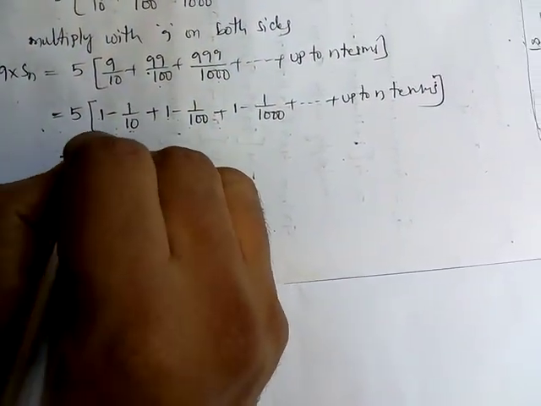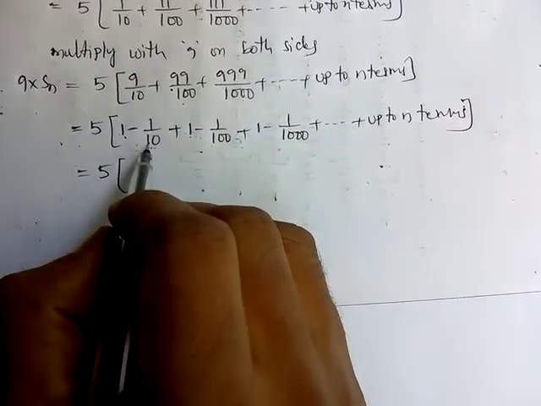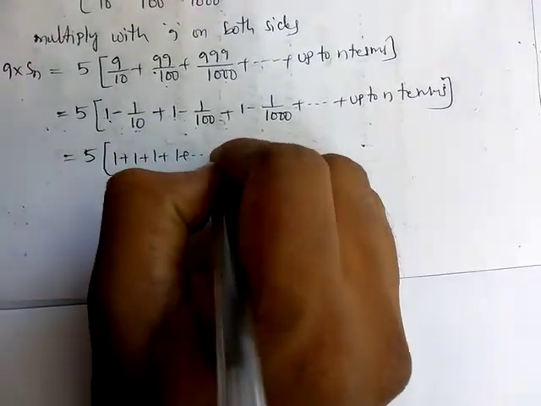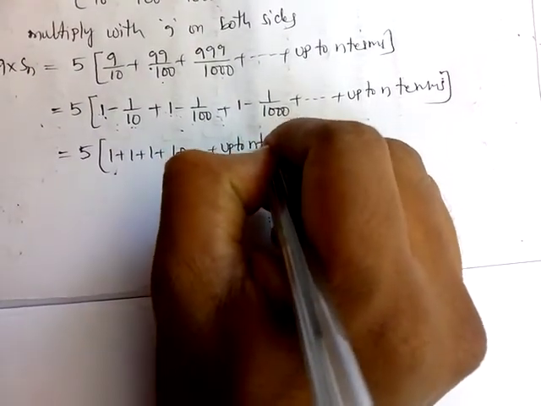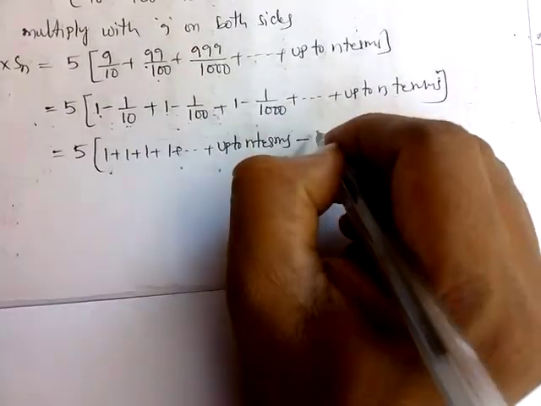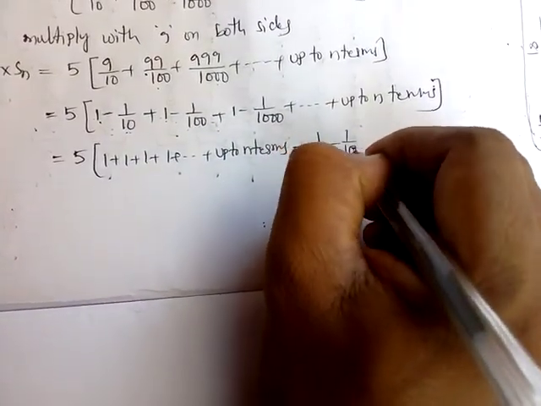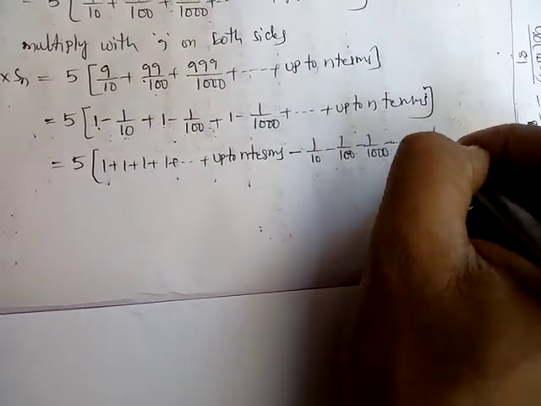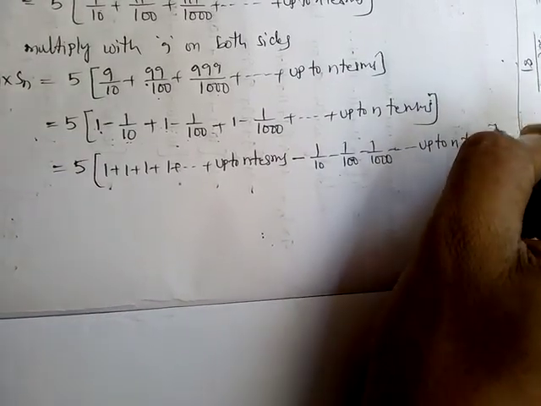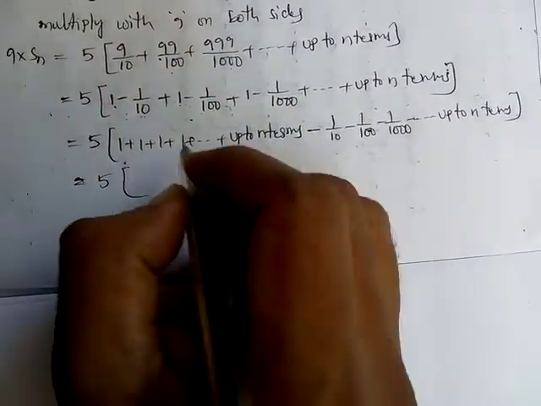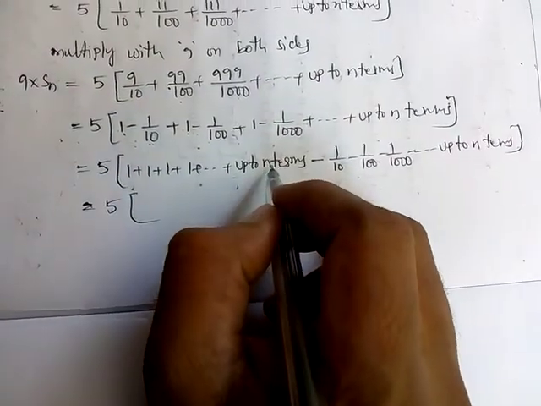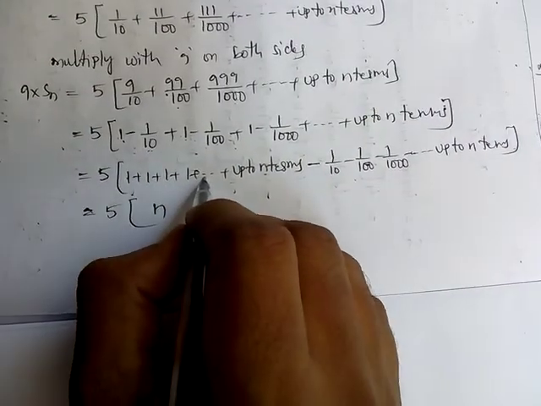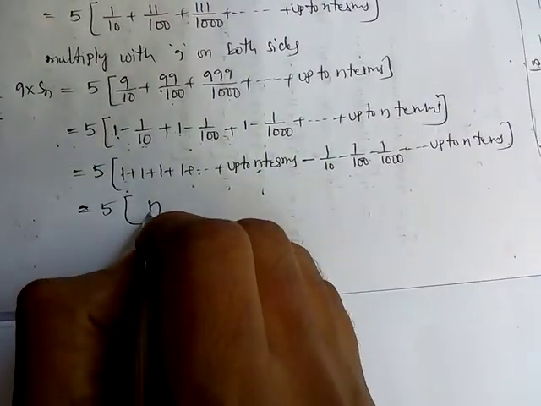So now 5 of, grouping the 1s and the remaining 1 by 10, 1 by 100, 1 by 1000: 1 plus 1 plus 1 plus up to n terms, minus 1 by 10 minus 1 by 100 minus 1 by 1000, so on up to n terms. So 5 of, what is this value? 1 plus 1 plus up to n terms means this result is n. If it is up to 5 terms and 1 is added 5 times, it becomes 5. Up to n terms means the result is n.